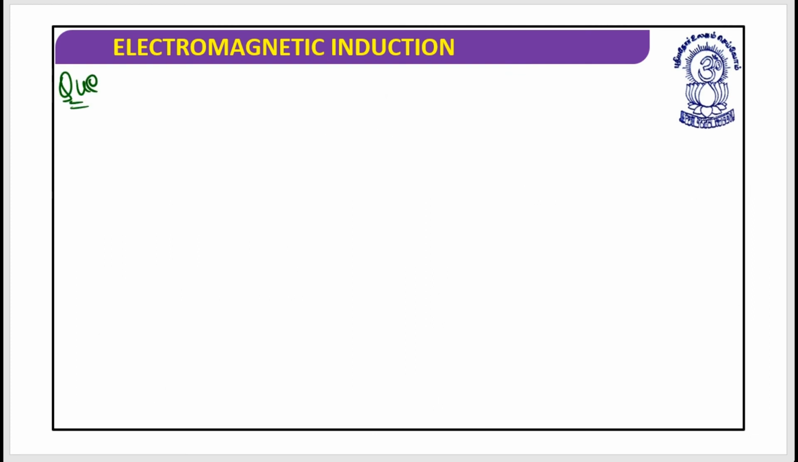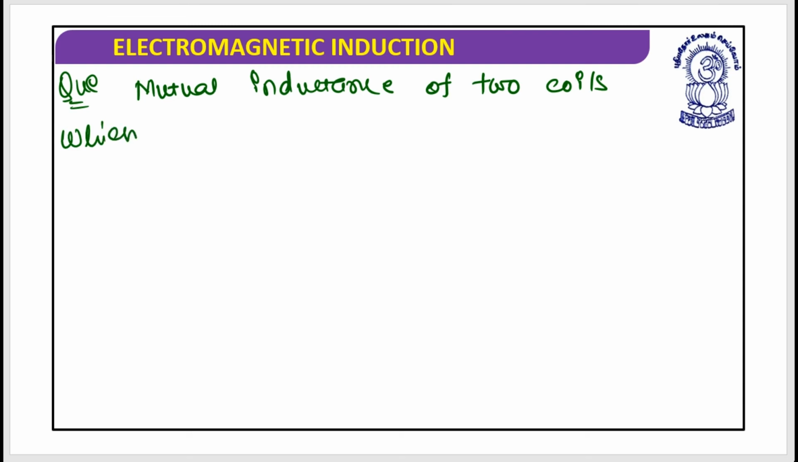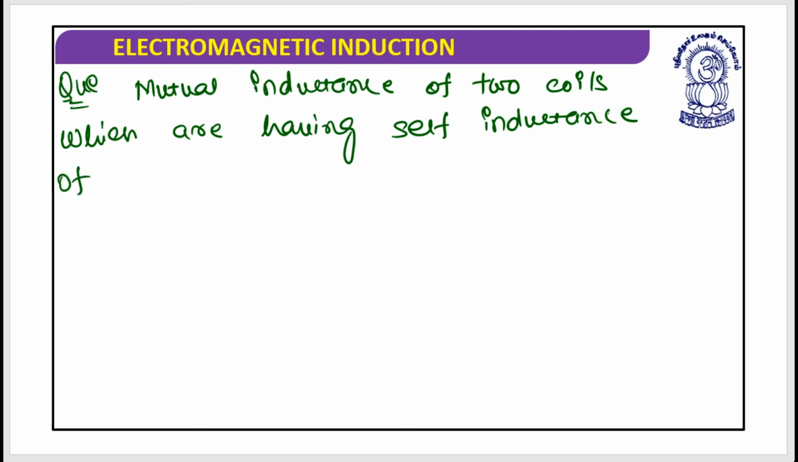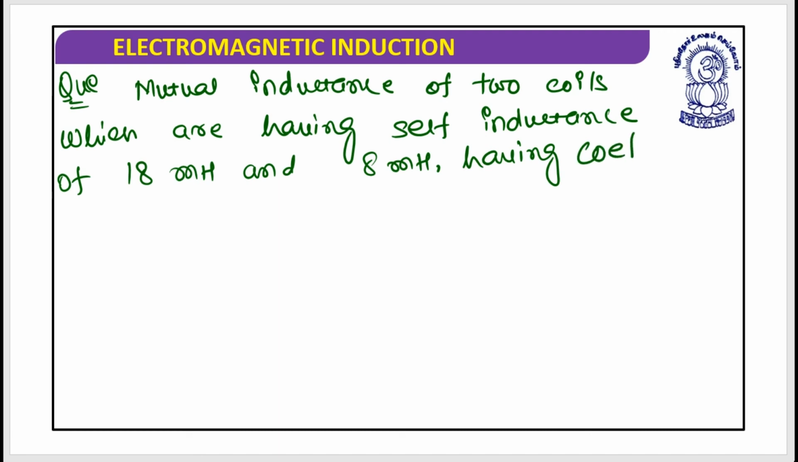Let's suppose it says that the mutual inductance of two coils which are having self inductance of 18 millihenry and 8 millihenry, having coefficient of coupling 0.5, is.